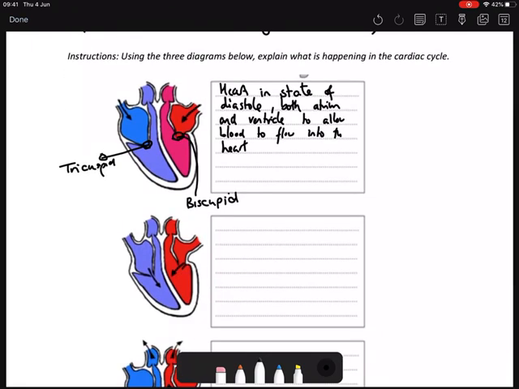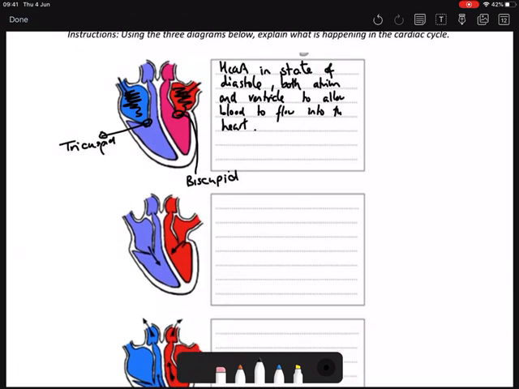Okay, so at the moment you can see that the atrium are starting to get filled up. So my atrium, my two top chambers, are filling up. But because the valves are closed, the blood is not flowing into the ventricles. Now what happens is once the atrium have enough blood, they go into systole. So here we have atrial systole, to pump the blood into the ventricles. And it's actually pumped the last remaining blood into the ventricles.